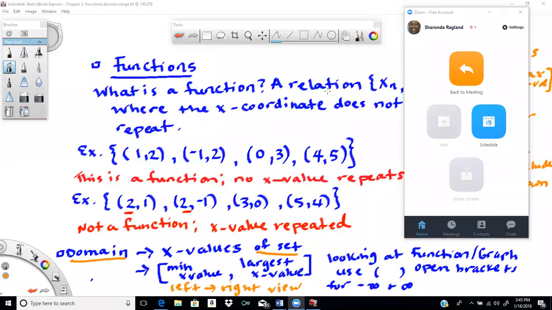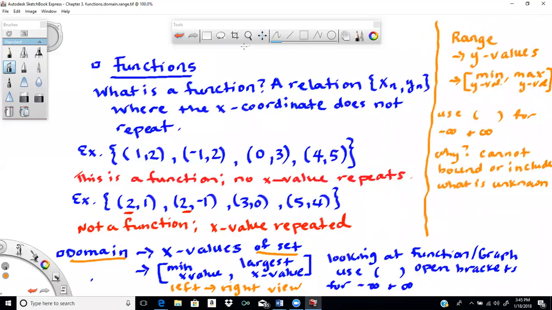Okay, so let's look at the functions. This is really dealing with chapter 9. This is also included in your homework set. So the question is, what is a function?